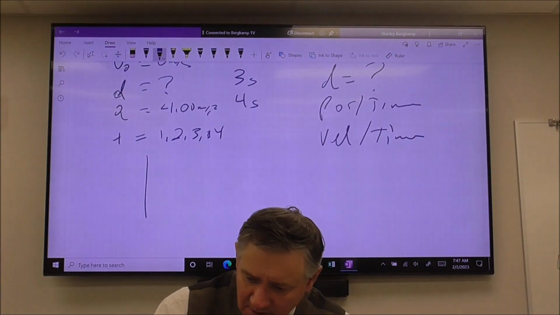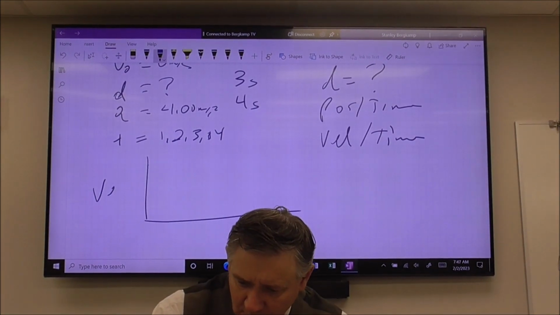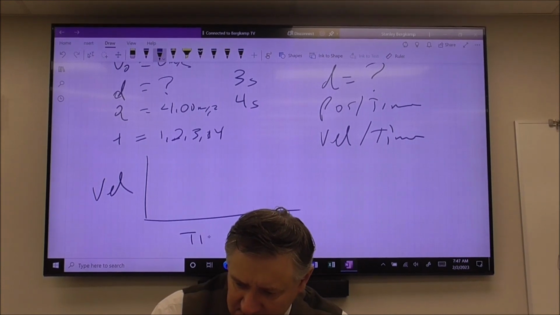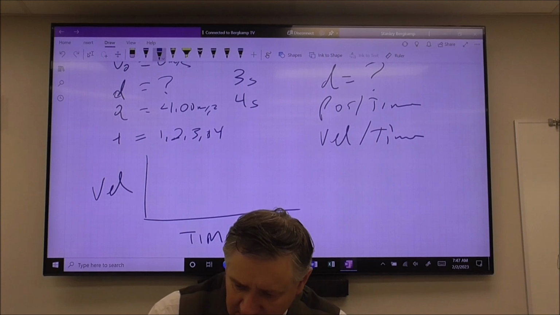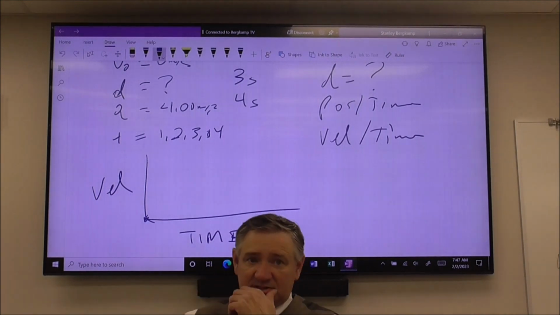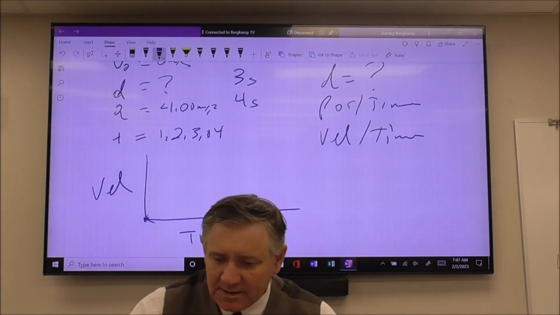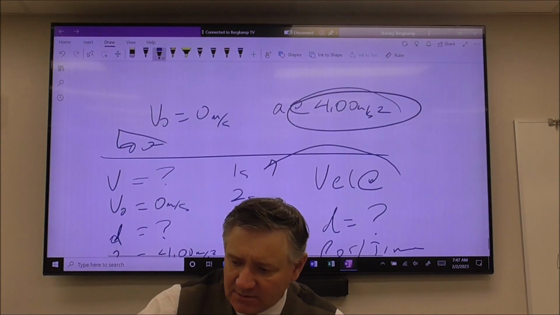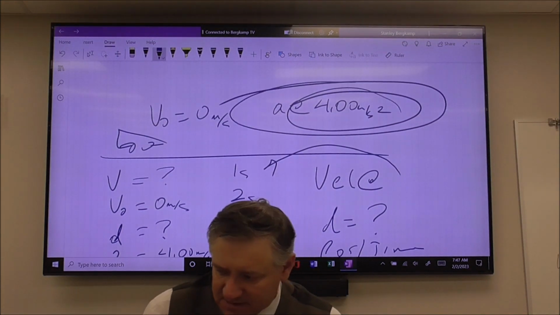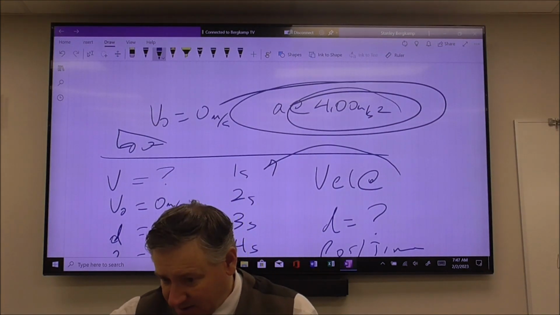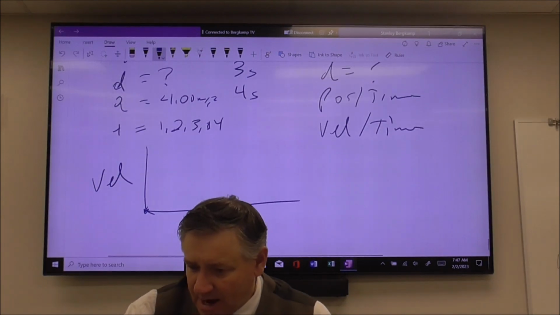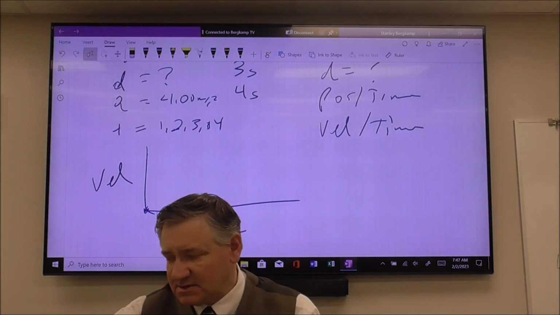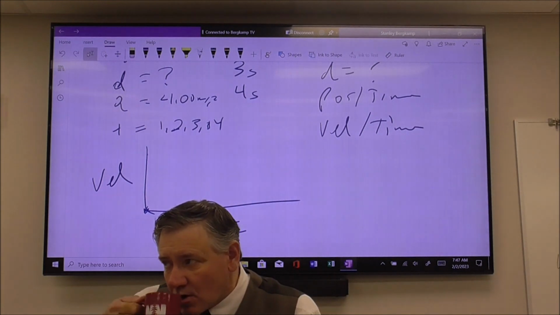So let's actually start in a weird way, with the velocity time graph. Clearly my velocity time graph is going to start at 0. Now, I know my acceleration is going to be 4 meters per second squared. So Peyton, how is that acceleration of 4 meters per second squared going to be a factor on my velocity time graph? It's going to be the slope.